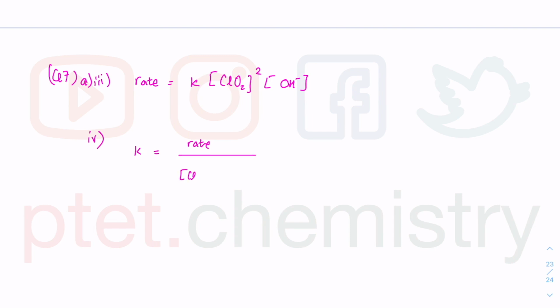Which is why the next bit, question 7, A part 3, they want you to write the rate equation. Based on the previous question, you have ClO2 to the power of 2 and then OH minus to the power of 1 there. Now, very common type of question, use your rate equation and the data from experiment 1. Before you do that, it's best if you rearrange your equation first, instead of having to write it again and again.